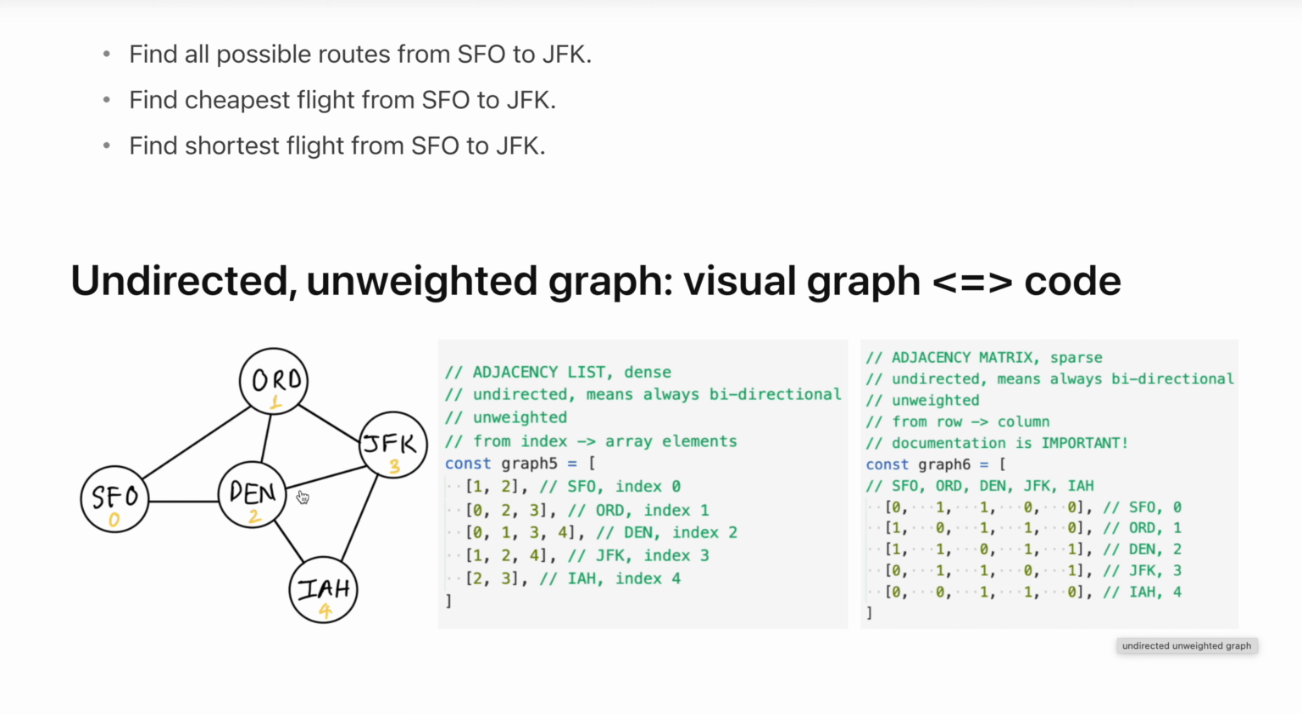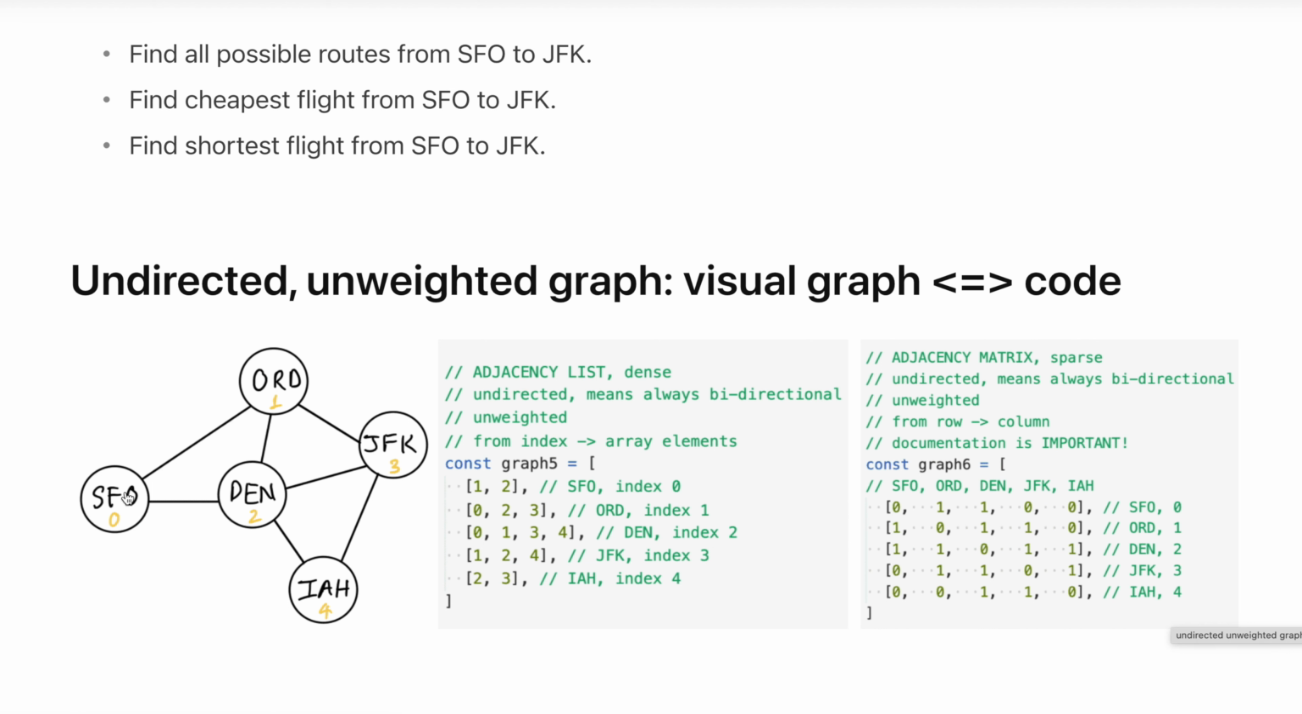To present this graph with an adjacency matrix, we simply start with the n by n matrix at the beginning, filled with zeros, where n is the total number of nodes. And then we're gonna replace the 0 with the connections. Remember, our matrix is from row to column. So from SFO index 0 to all the airports in the columns.